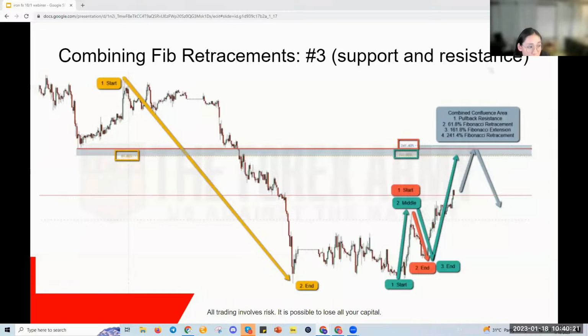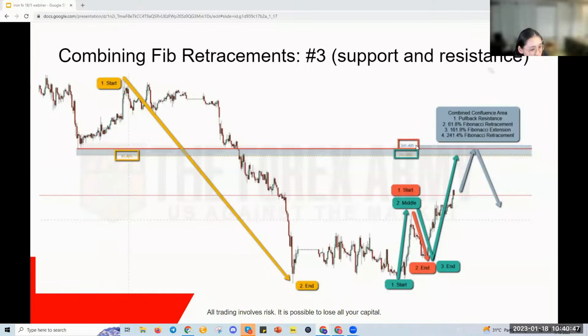So for the third example, we're bringing in support and resistance levels. And this leads to really high probability setups. So here is an example of how we combine pullback resistance and two Fibonacci retracements as well as a Fibonacci extension. Okay, so I'll show you where each of them are.